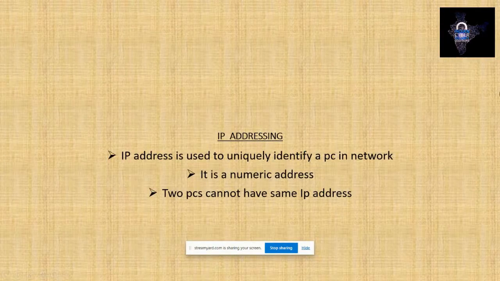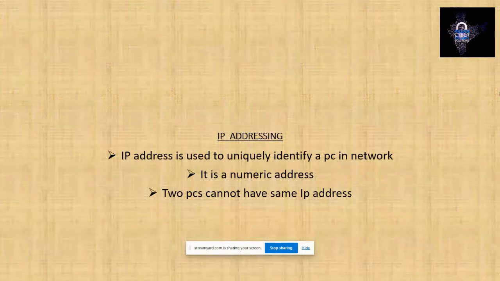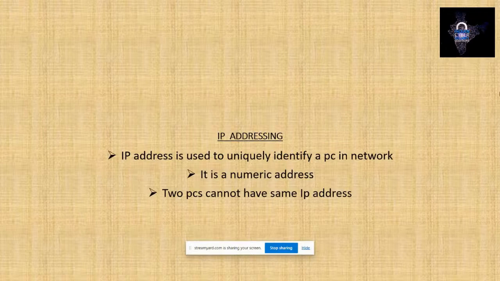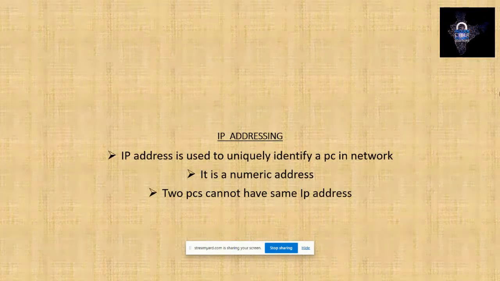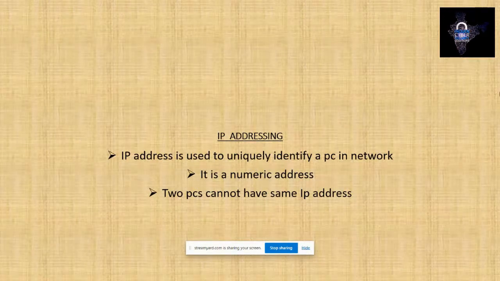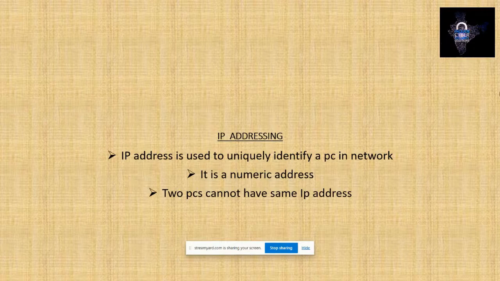So what is an IP address? An IP address is related to the network layer, meaning layer 3, and stands for Internet Protocol address. It is used to uniquely identify a PC in a network. If it is a very big network, you have hundreds of PCs, so how can you identify a PC? By color? No. You can have an IP address for each PC. It is a unique identification for a PC in a network.